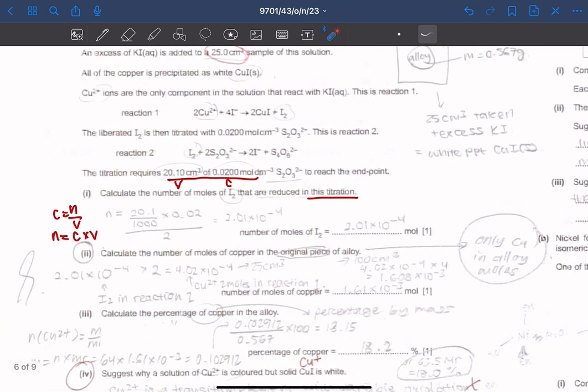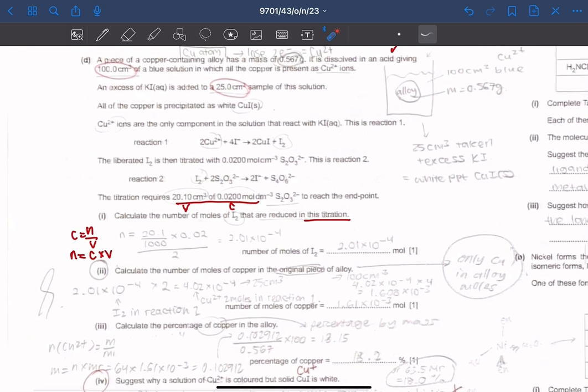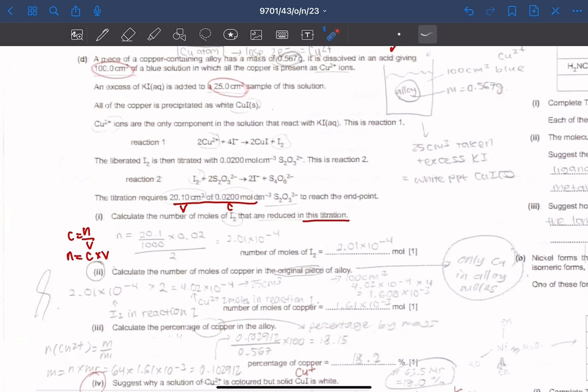Calculate the percentage of copper in the alloy. So this question actually refers to the percentage by mass of copper in the alloy. So like how much copper is found in the alloy. What is the percentage of copper in the alloy? So we could do this by percentage by mass. First, find the mass of Cu. Here we already know the number of moles of Cu originally in the alloy. So we just need to find its mass.